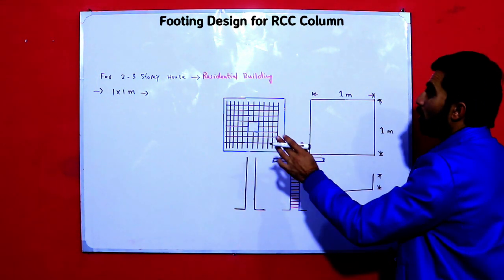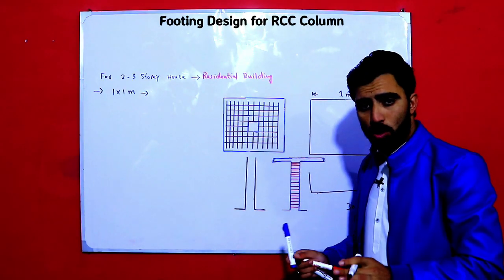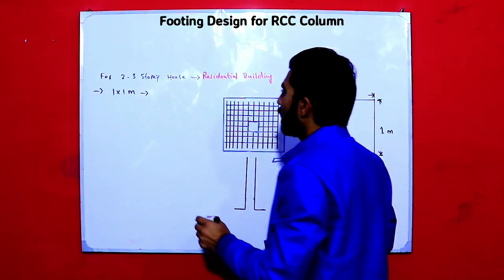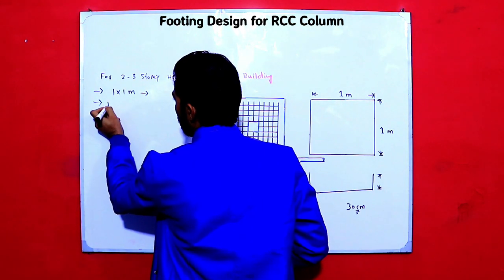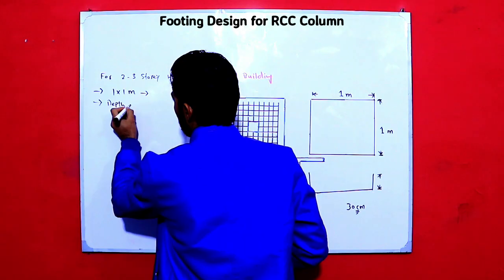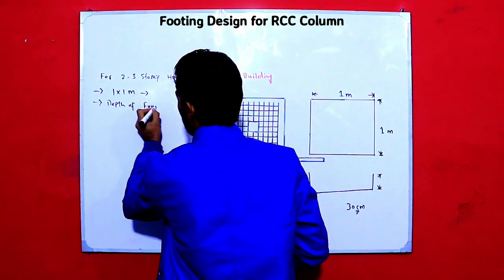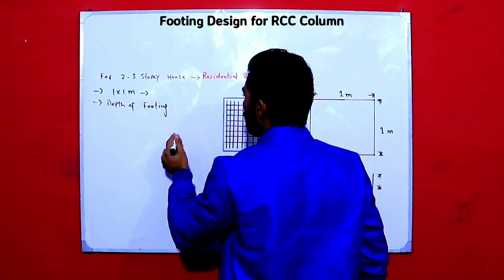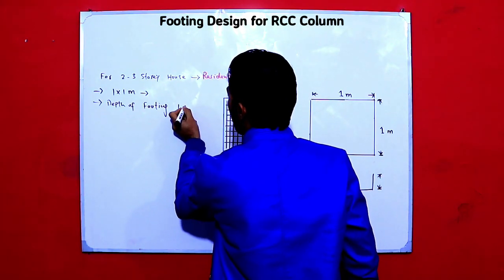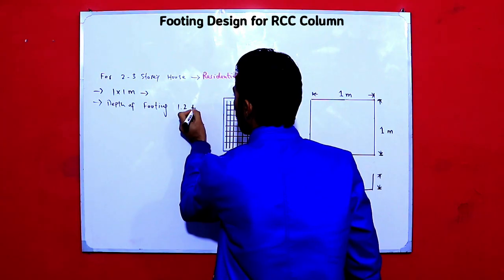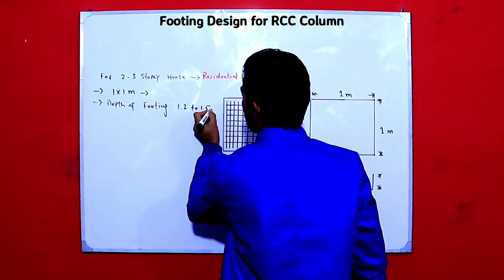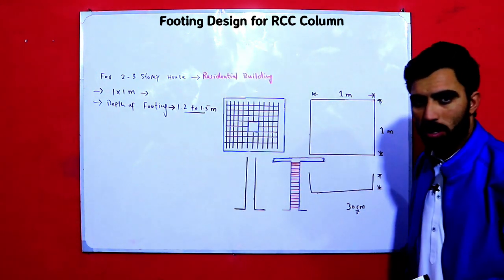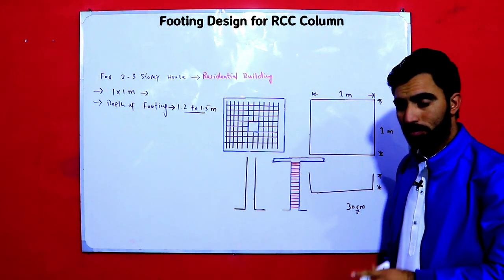But for a normal residential house in normal soil, you can decide the depth of footing should be a minimum of 1.2 to 1.5 meters. This should be the depth of footing, right?